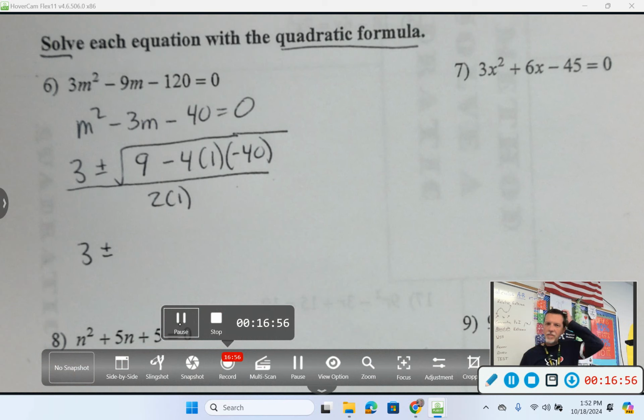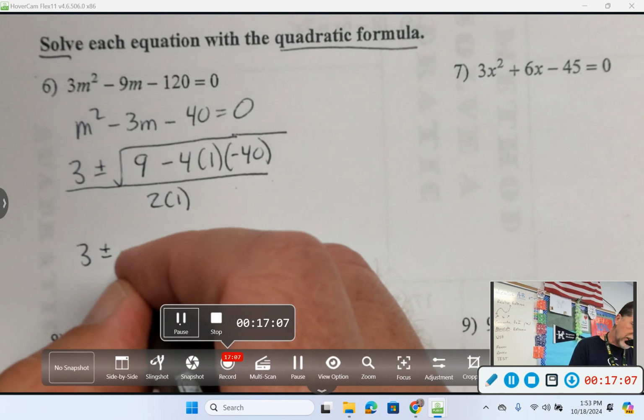Alright, this isn't terrible. I mean, it's better than 4 times 3 times 120 anyway. 4 times 40 is 160, plus 160.